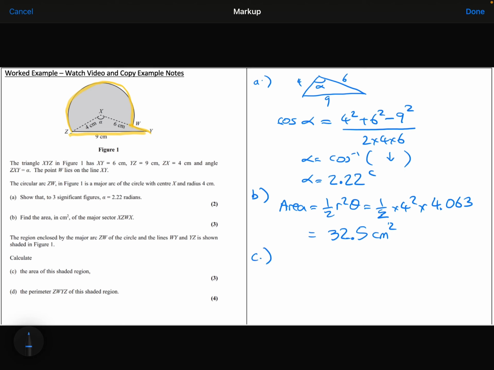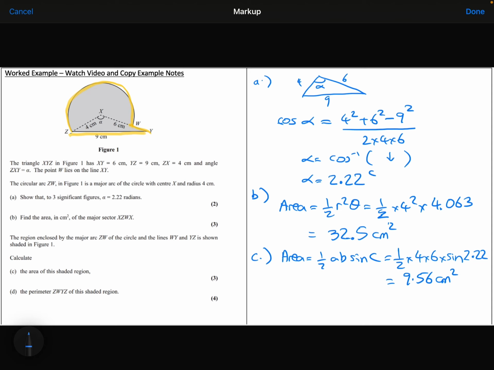The area of the triangle I can work out using the formula area equals a half ab sine C, where C is the angle in between the two sides, a and b. So a half times a will be 4, b will be 6, and C is the angle in between them, which we worked out in the first part of the question was 2.22. So type that into your calculator. We get 9.56 to three significant figures.